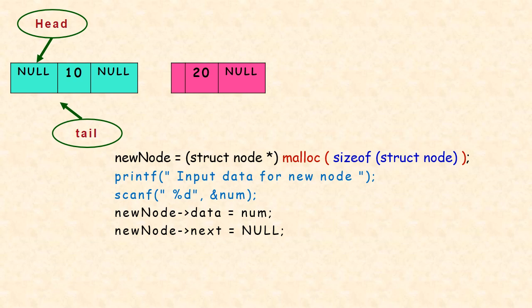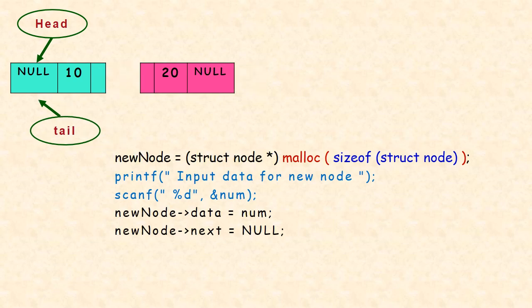And what about the link between these two? We will create a link between these two by doing this: new node previous is equal to tail. What is tail currently? The first node is the tail currently.